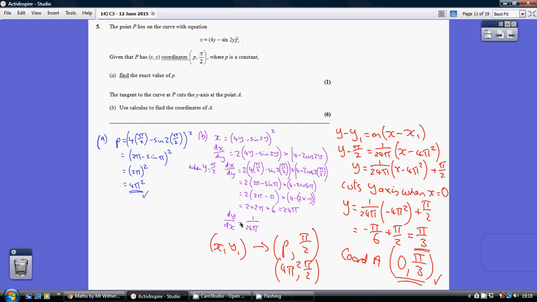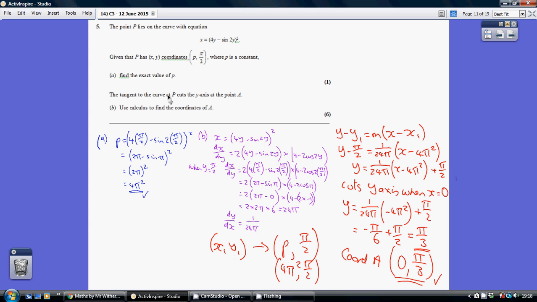So we know the gradient of the tangent, we know a point on the curve, which is P, pi over 2, in other words 4 pi squared, pi over 2. So substituting that into the equation of a straight line, y minus y1 equals m(x minus x1), and we know our point, we know our gradient, we get this. So just rearranging this a little, we get this being our equation of the tangent.